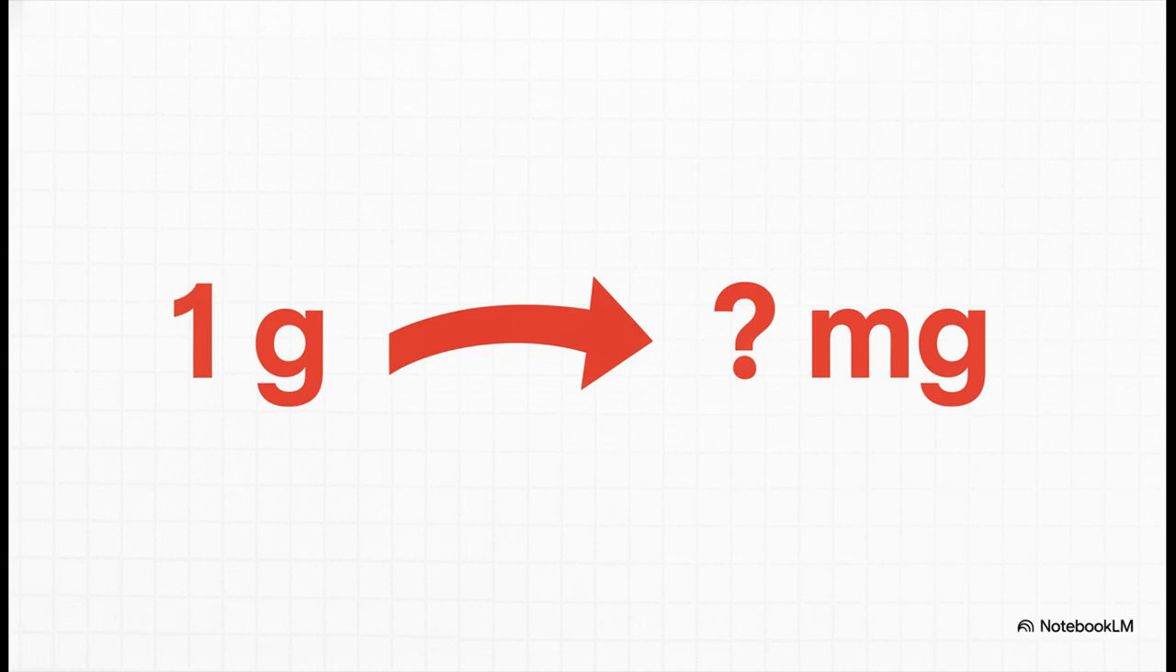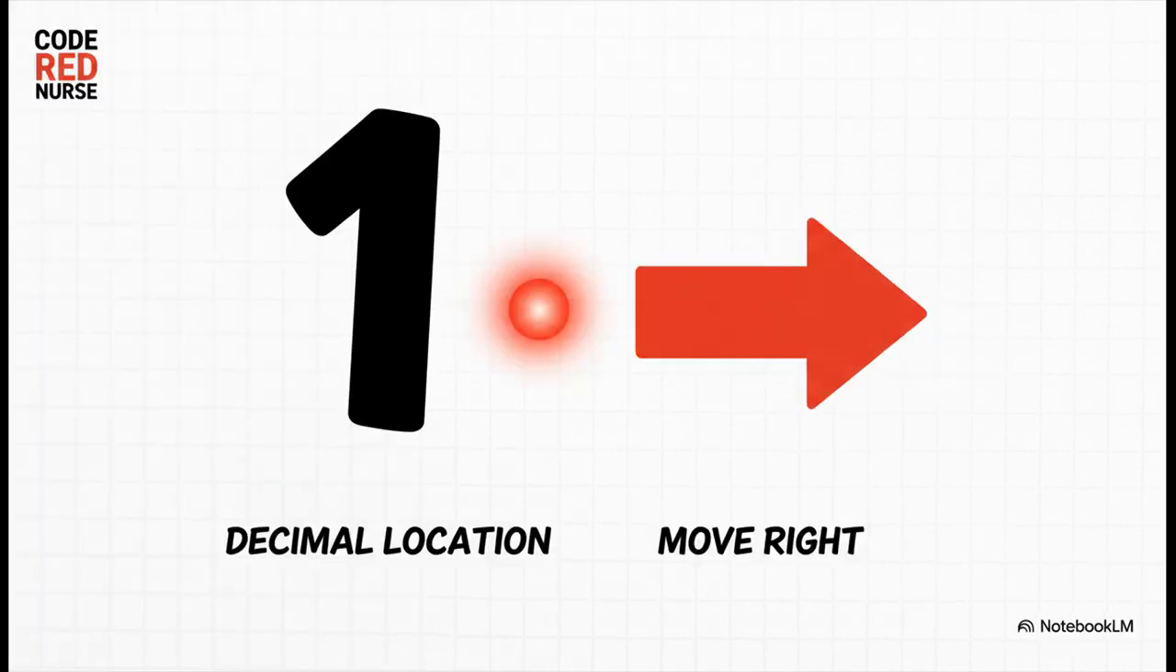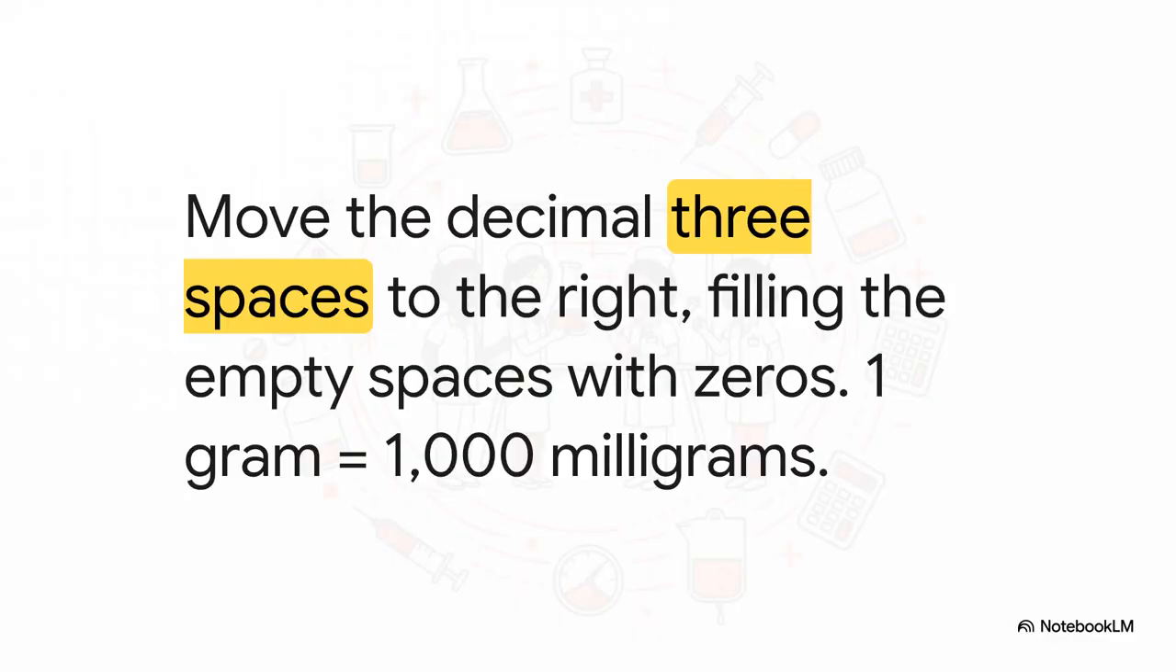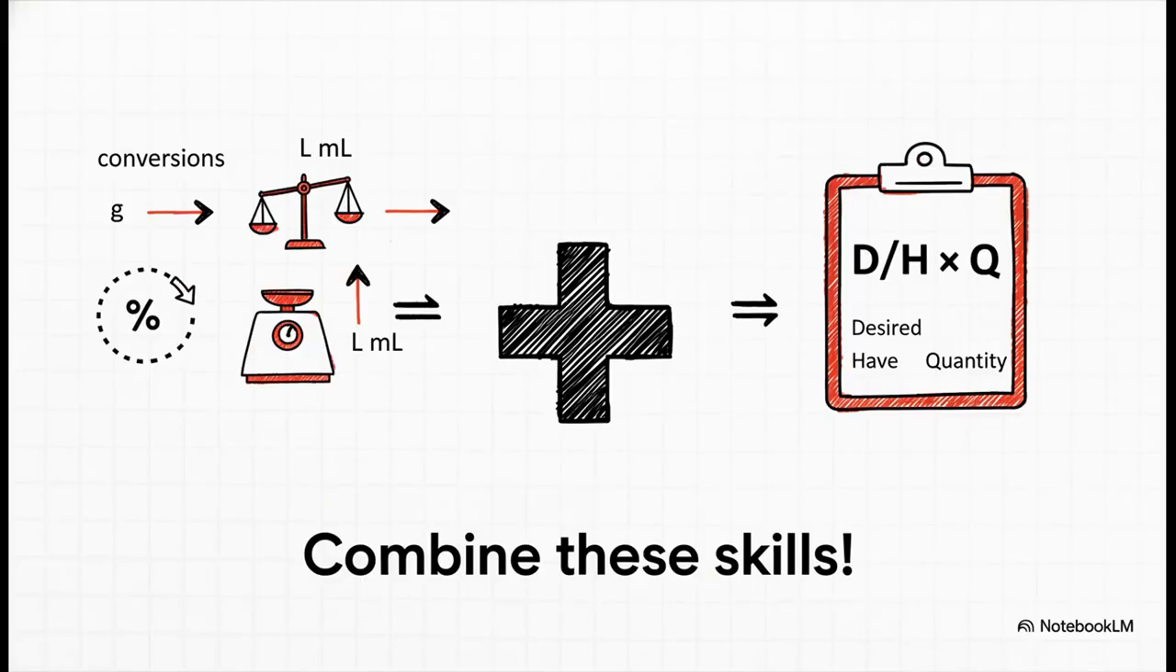Okay, let's try moving the decimal. We'll convert 1 gram to milligrams. Simple. So just picture a decimal right after the 1. We're going to a smaller unit, so we move right. Slide it 3 spots to the right, fill in with zeros, and boom, 1,000 milligrams. See? Easy. Now that you've got conversions down, let's plug it into the formula.